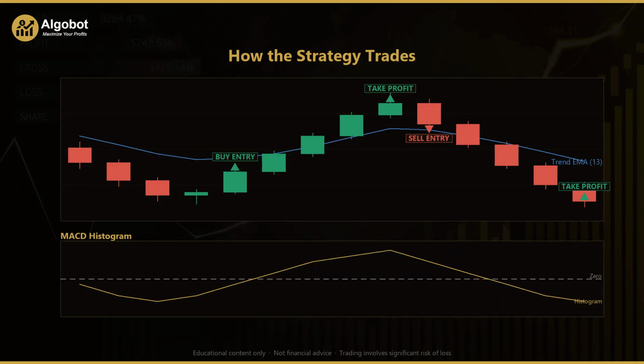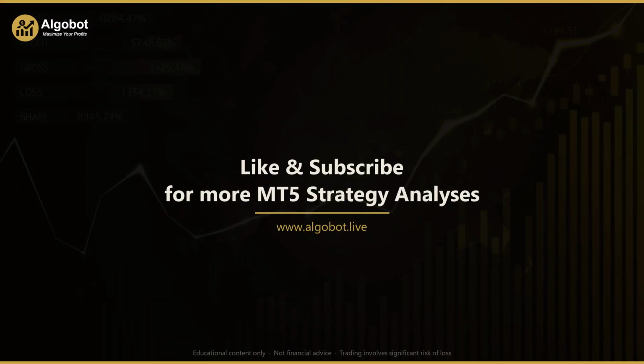And that brings us to the end of our breakdown of the Impulse System Color Shift Expert Advisor. We looked at how it blends a trend moving average with the MACD histogram, how it assigns each bar a color, and how it acts only on the color shift when direction and momentum finally agree. We walked through its stop and reverse logic, its ATR-based stops and reward-to-risk targets, and the exact code that makes it all work.